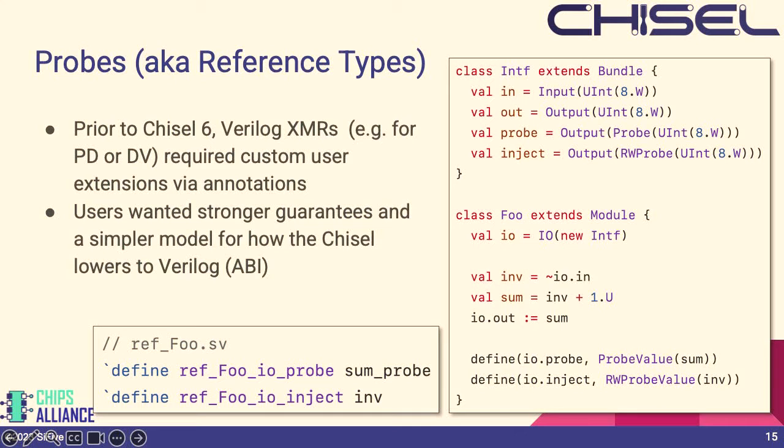So probes are our way of creating, so I have a couple probes here. It doesn't really matter that much, but we emit these define files so that this name right here, like ref foo io probe, which kind of comes from where the probe is defined in the public API, that name is stable and will never change. And you can change the internals of your design, and that link will still work. So you don't dot into the Verilog, you just use this define, and it will continue working by Verilog API.